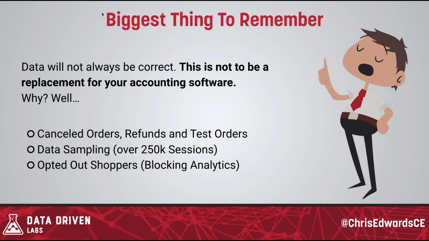Also, when you get to over 250,000 sessions, you can start to see data sampling. Data sampling is where Google, on the free version, looks at it and says there are too many in here for me to fully track. So I'm just going to grab a sample of your data and estimate that that's what's actually happening across all of it. And then obviously there are people blocking analytics. So that's why I always tell people this isn't going to match exactly your analytics number.